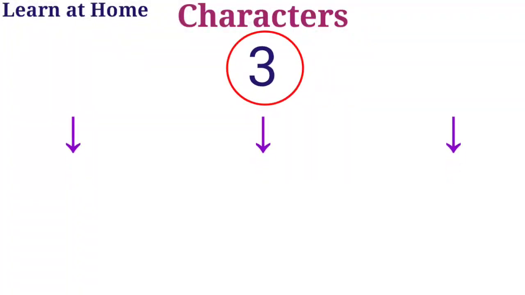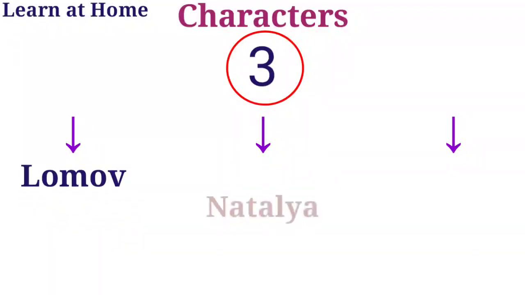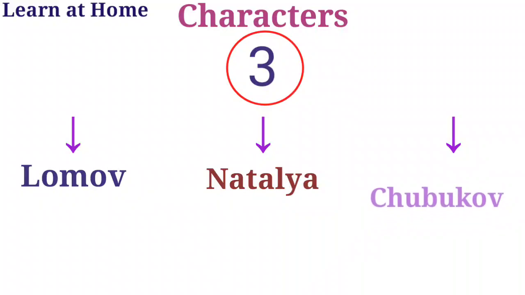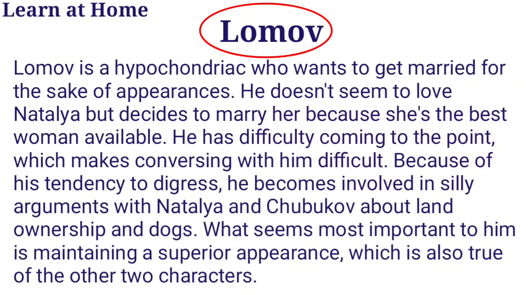Let me now talk about the characters in the play. As I have already told you, there are 3 characters in the play. Number 1, Lomo. Number 2, Natalia. Number 3, Chubko. Lomo. Lomo is a hypochondriac who wants to get married for the sake of appearances.